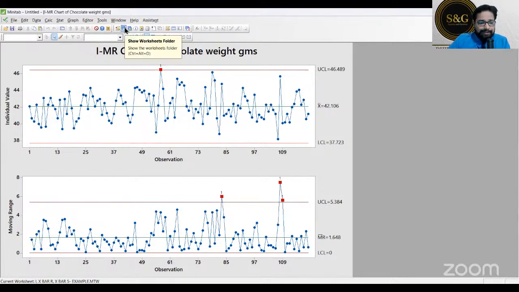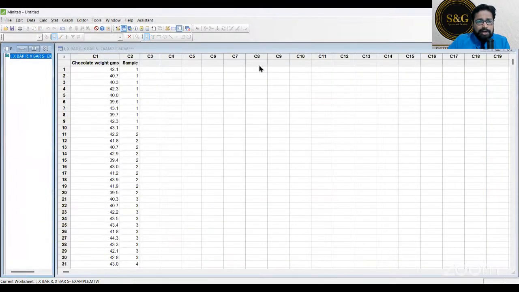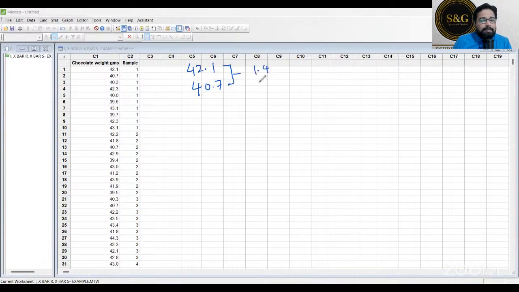Let's go back to the data. Try to understand this. The first chocolate weight is 42.1, correct? The second chocolate weight is 40.7. What is the difference between these two? Type in the chat box. Is it 1.4? Everybody got this? The difference between these two data points is 1.4.